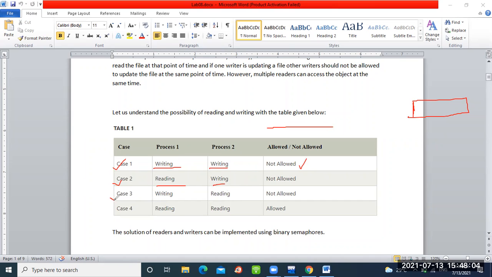Similarly, case number three: process one is your writer, process two is your reader. Then this is also not allowed.